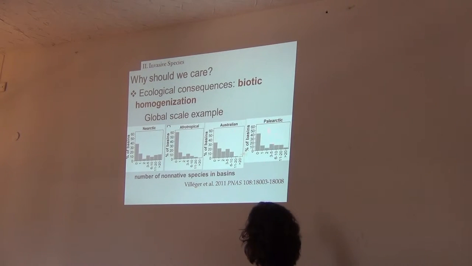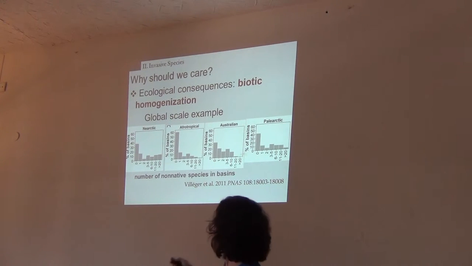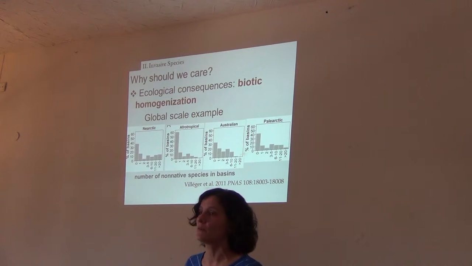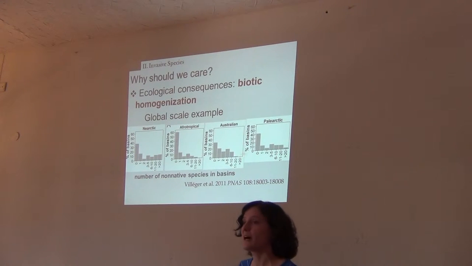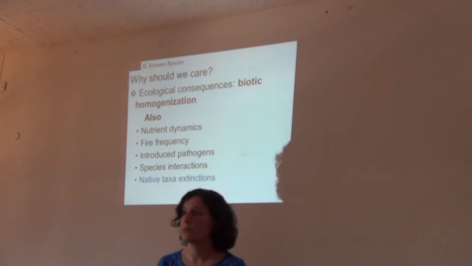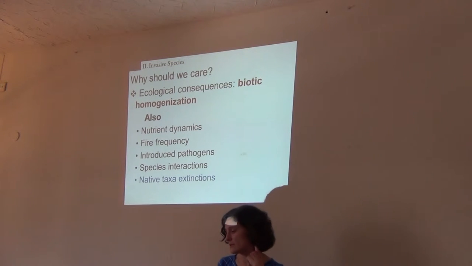And the same type of analysis was done for the Australian and Palearctic regions. What we see in the Palearctic region is a more even distribution, meaning that we've probably moved species around more so. We have had more time in the Palearctic region as humans. Okay. So this is one problem to consider, like I said, this biotic homogenization and potentially local extirpation, local extinction of species.